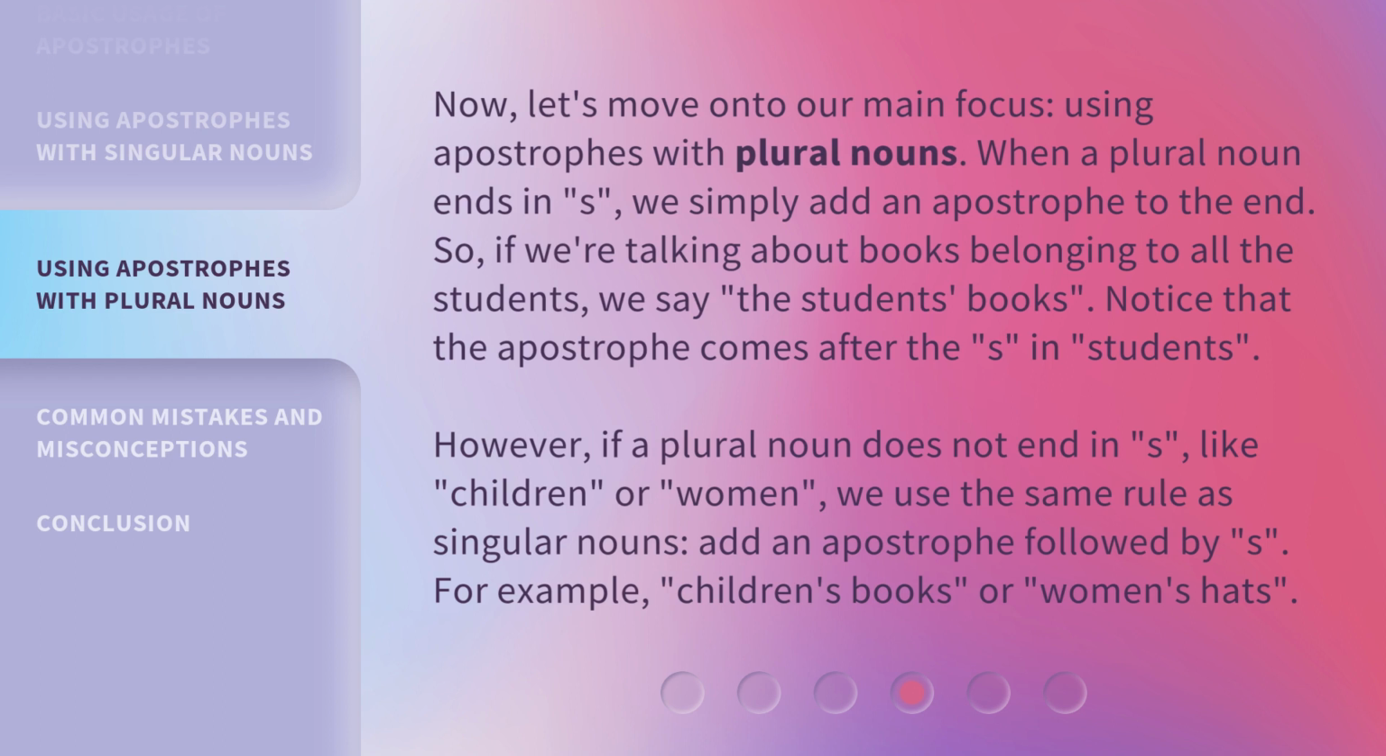However, if a plural noun does not end in s, like children or women, we use the same rule as singular nouns. Add an apostrophe followed by s. For example, children's books or women's hats.